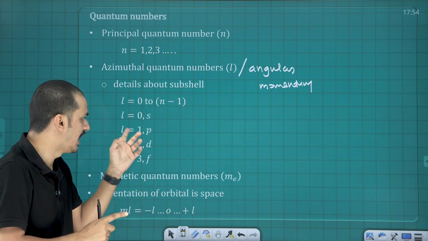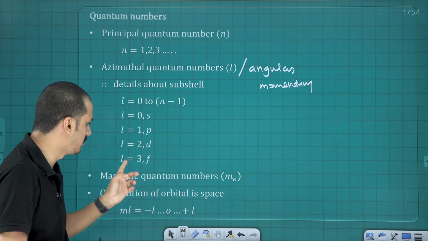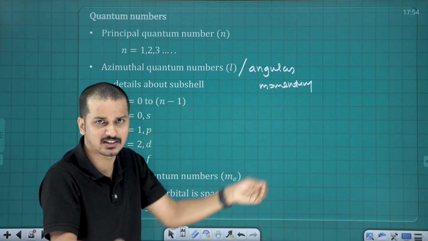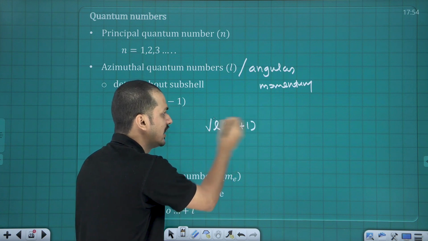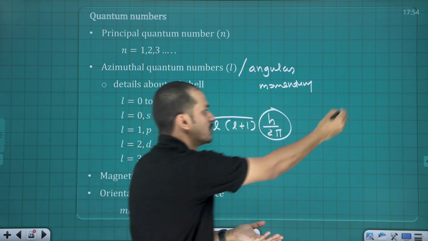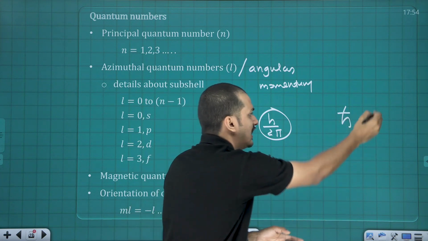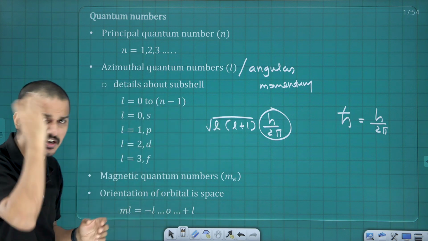If it is L equal to 0 means S subshell, L equal to 1 means P subshell, L equal to 2 means D subshell, L equal to 3 means F subshell. We can calculate angular momentum of any subshell by using the formula root of L into L plus 1 into h by 2 pi. Instead of this h by 2 pi, I can use the term h cut or h bar, that is h by 2 pi. So that formula also I can use. That idea you have to keep it in mind.